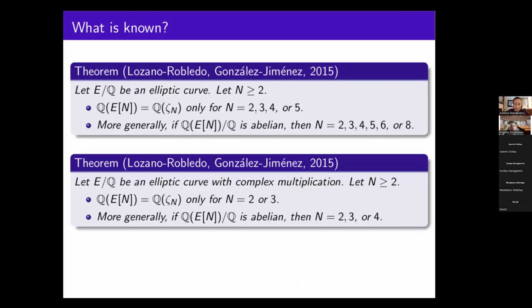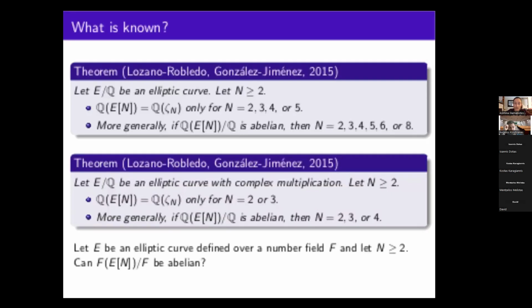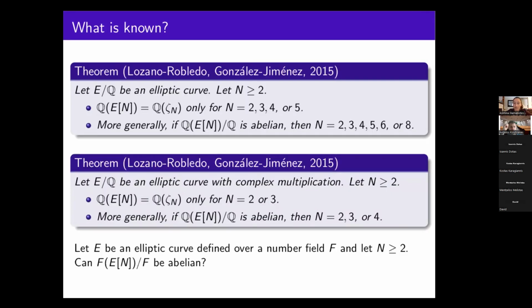Now, they also study this for elliptic curves with complex multiplication, and it turns out that the division field equals the cyclotomic field only for n is 2 or 3. And if this extension is abelian, then n is 2, 3, or 4. And so now the next question is, if we have an elliptic curve defined over a number field, can this be abelian?